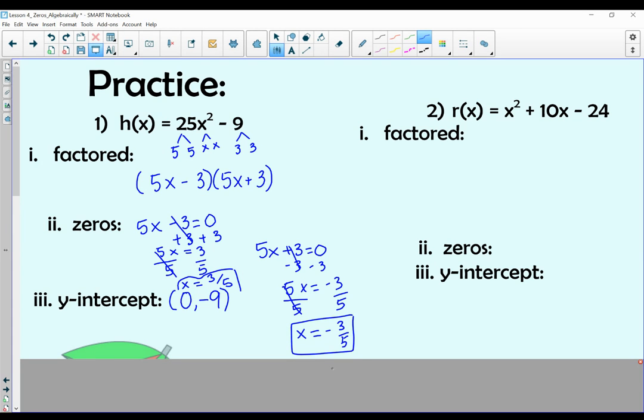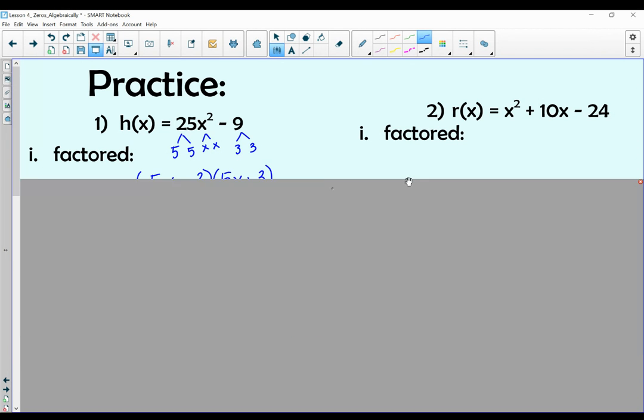So those are my two x's. My y-intercept is my constant, negative 9. So that's where that came from. So that's practice problem number 1.